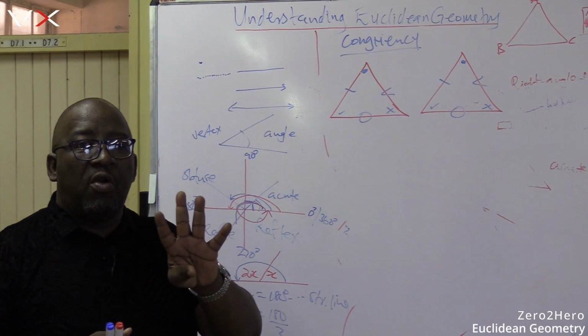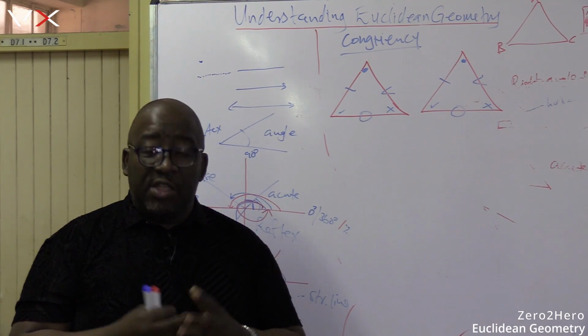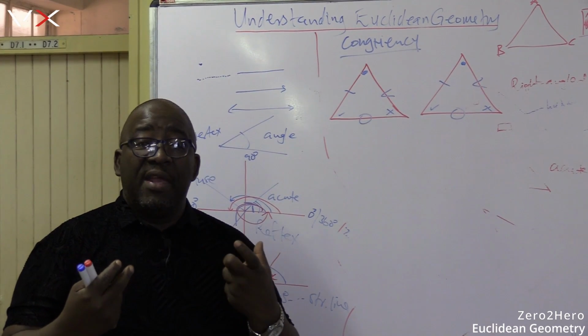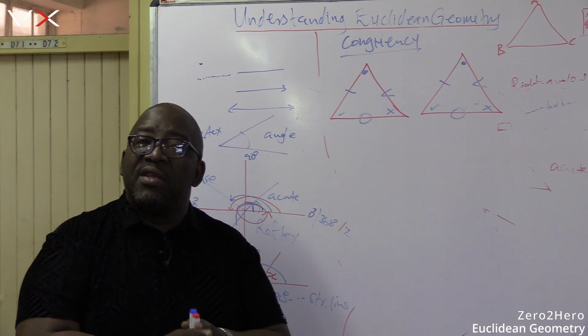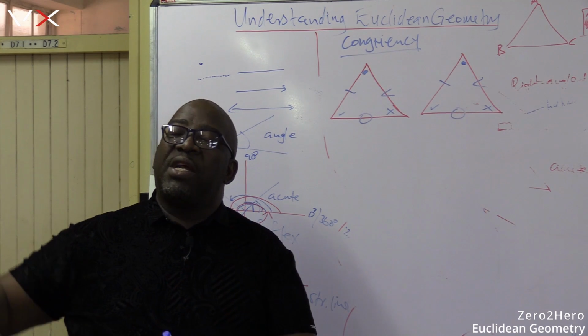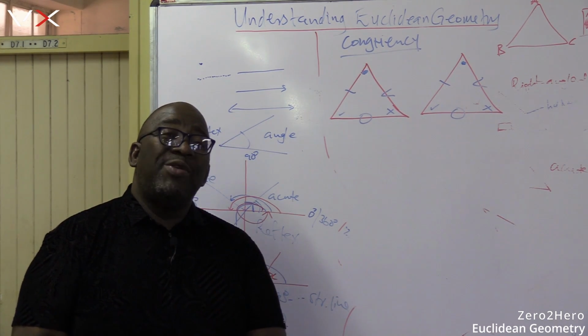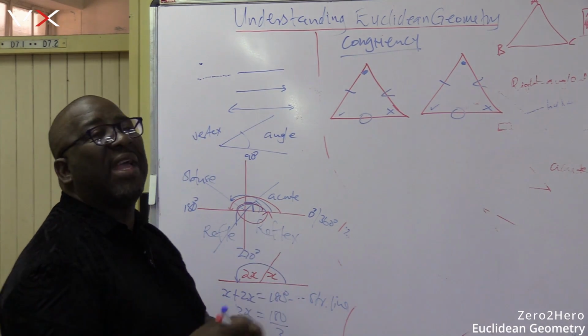There are 4 cases of congruency. You don't have to check everything before you conclude that the two triangles or the two things are congruent. In this case, when we talk of congruency, we refer to triangles, even though there are so many other objects that are congruent. But in mathematics, because we want to make life easier, when we talk of congruency, we refer to triangles. There are 4 cases of congruency.